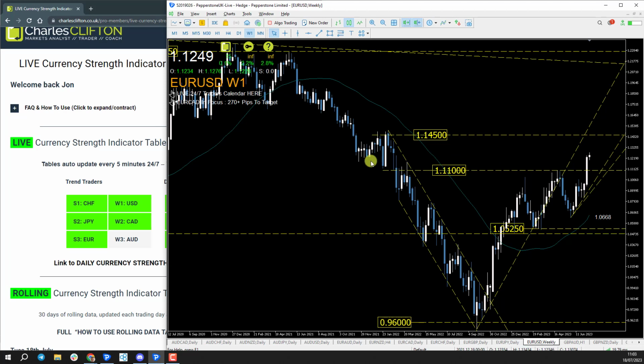If we go to the weekly chart, breaking above that 1.100 level opens the opportunity up for buyers to take price to the 1.1450 handle, which are these highs that formed back in January of 2022. So looking for that momentum to continue as well.